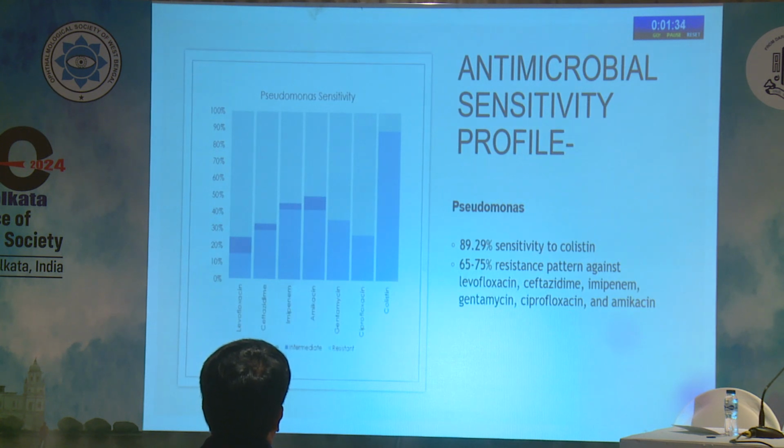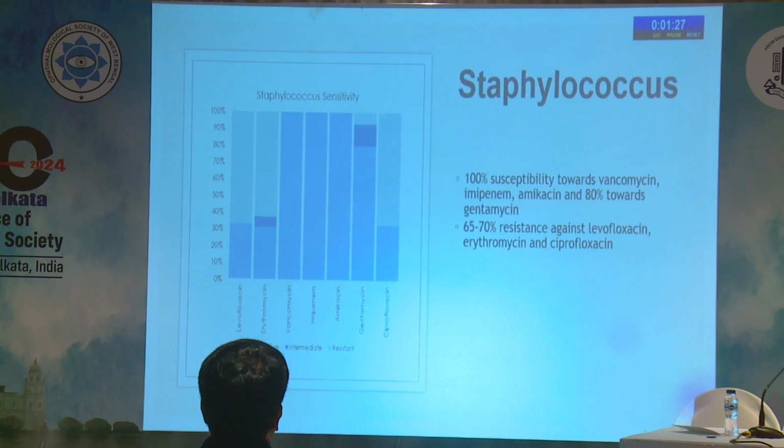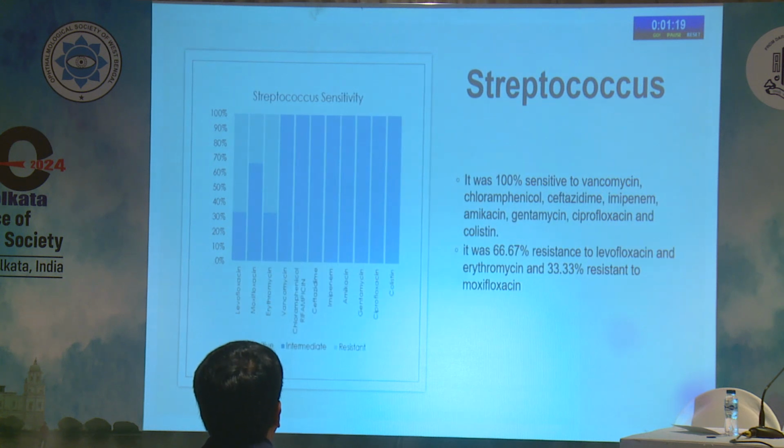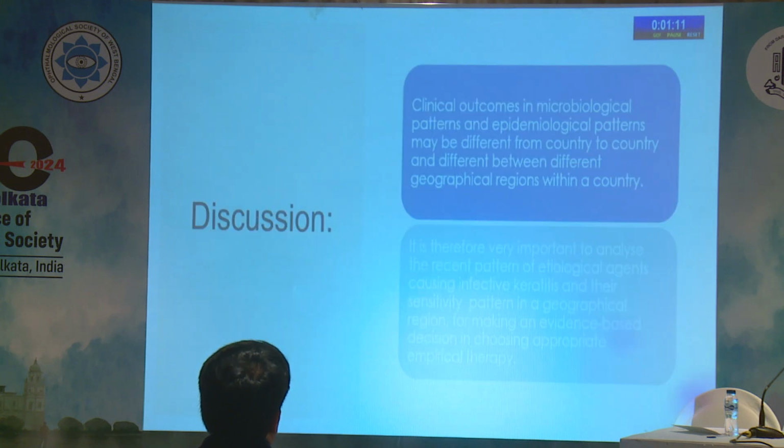Coming to the sensitivity pattern, Pseudomonas was 89% sensitive to colistin, with 65 to 75% resistance to other antibiotics. Staphylococcus was 100% susceptible to Vanco and imipenem, and 65 to 70% resistant to other common antibiotics. Streptococcus was mostly 100% sensitive to a lot of antibiotics, with 66.67% resistance to levofloxacin and 33% resistance to moxifloxacin.